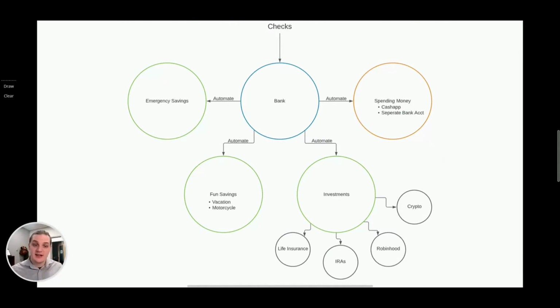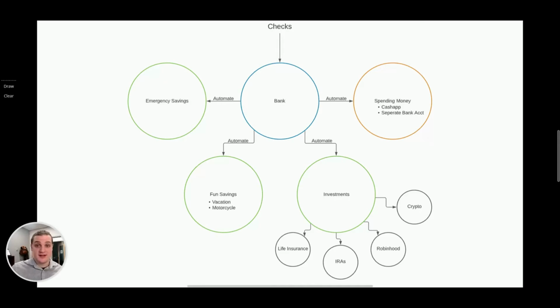First, you're going to notice it says checks. So you're going to have multiple checks coming in, more than you had before, because we're financially responsible people generating different sources of income, and all of those fun things. So all those flow into your bank account, again, automated out into emergency savings and your spending money.